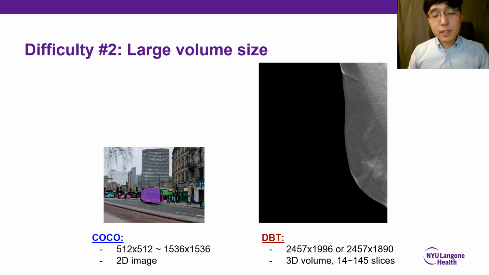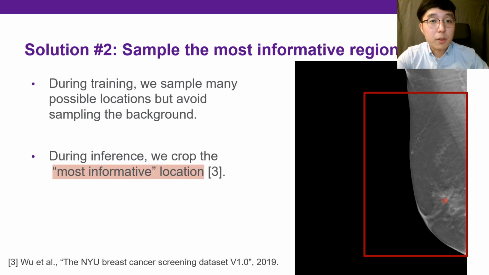If we simply rescale the DBT volumes to the similar resolution, then the lesions could become almost invisible, and the models might not be able to find them. However, using the original resolution of DBT volume can also become problematic, since it can require more computation than what is feasible. If you look at the DBT volume, you'll notice that most of it is background. This is the case for the vast majority of the volumes.